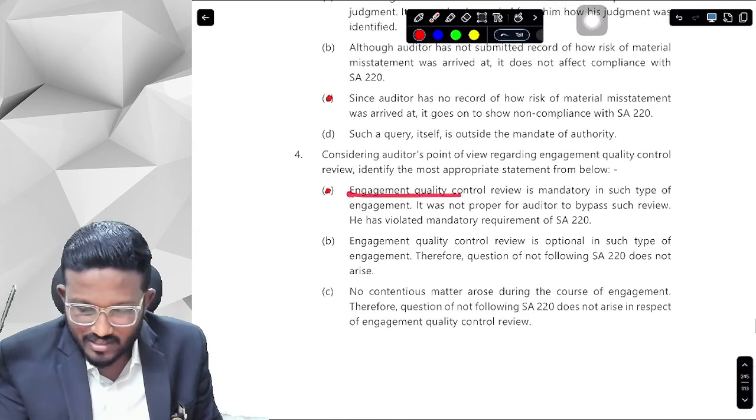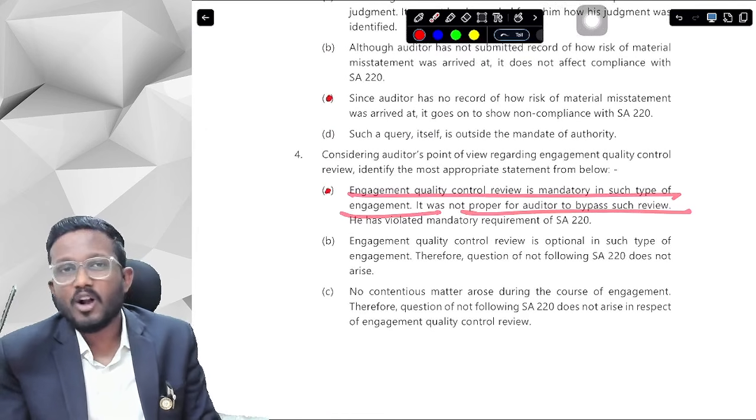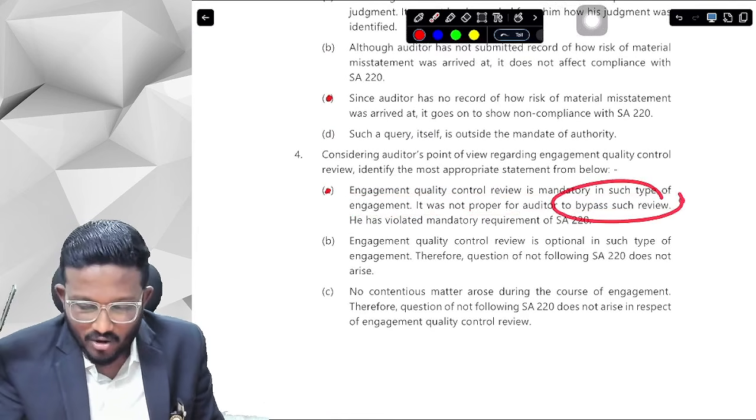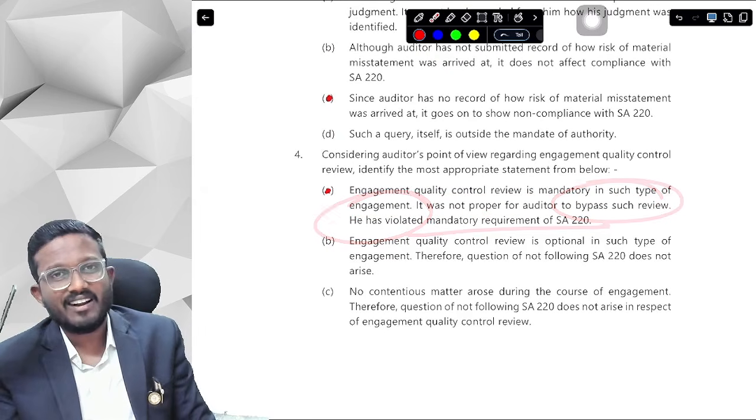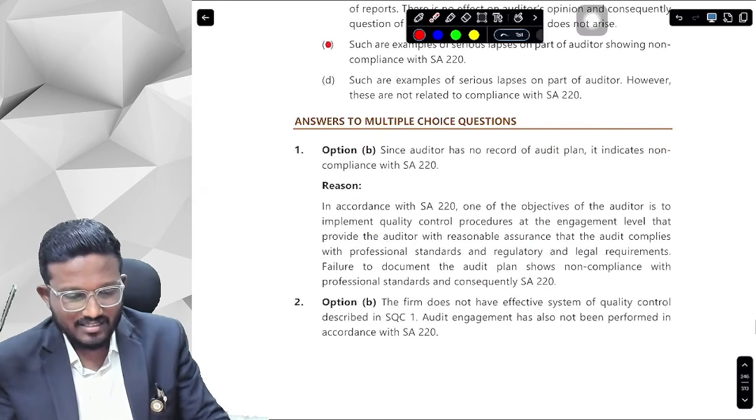Okay, yes sir. So EQCR is mandatory in such type of engagement. It was not proper for the auditor to bypass such review. He has violated the mandatory requirement of SA 220. Okay, yes sir. Last is question number 5.